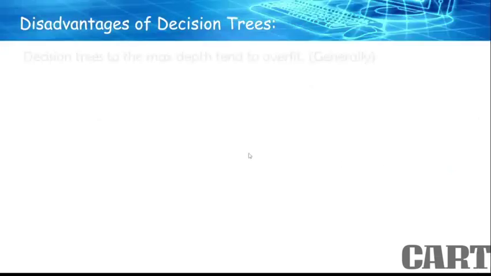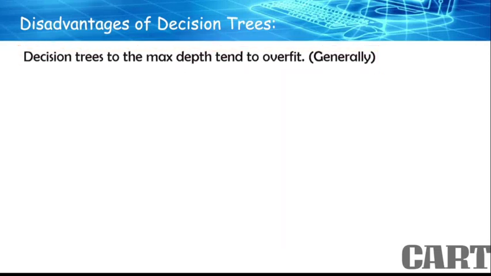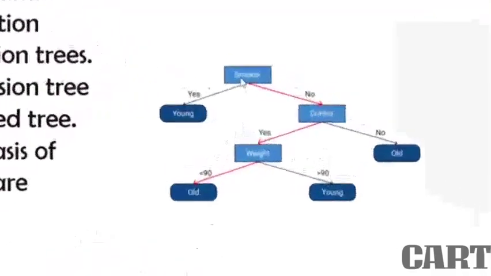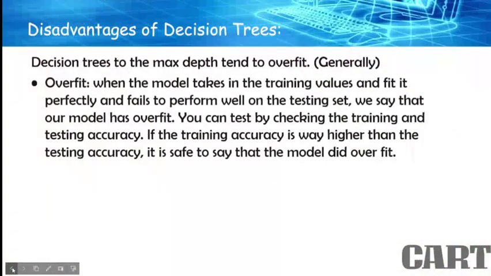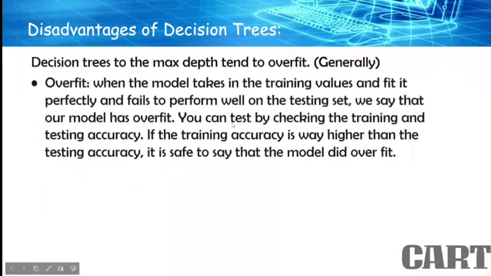And the disadvantage is that decision trees at max depth tend to overfit. If you recall the first image, maybe we'll just go back and show the representation. Here you can see it is smoker, then drinker, then weight, and then one of these, young or old. So you can see the levels. This is the max depth, and at max depth the tree tends to overfit. Generally, this doesn't happen much.